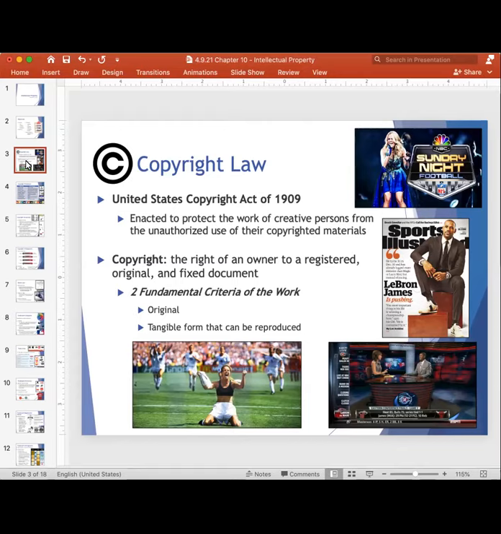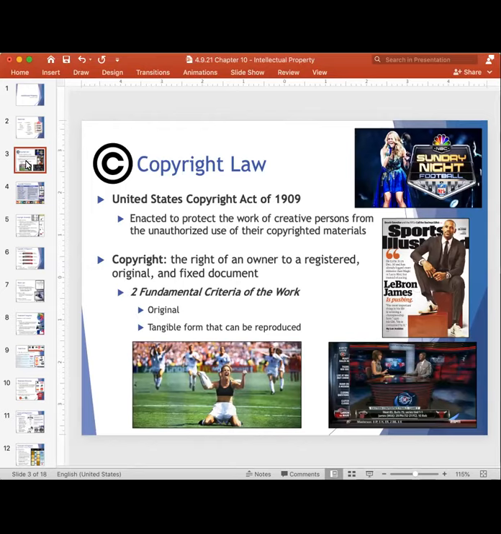a creative project. So copyright is a system for protecting the original works of authorship that is fixed in any tangible medium. Therefore, based on this definition, there are two fundamental criteria for copyright protection. The copyright must be original, so it must be new. It cannot be a derivative of someone else's work, and it must be in some tangible form that can be reproduced. Copyright protection will exist as soon as the work is in some fixed form.